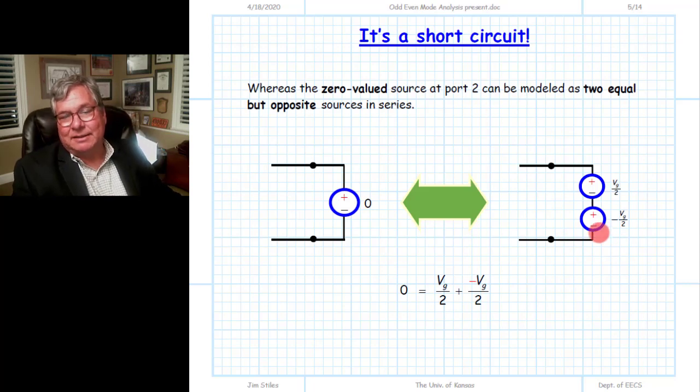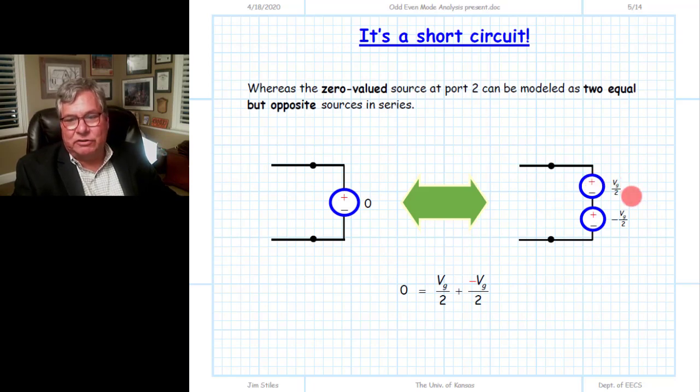And so you might think this is the world's most complex short circuit. We take an ideal voltage source with the value of Vg over 2, and then put it in series with another voltage source that has the opposite value of minus Vg over 2, so that their sum is 0. So why do we go through all this difficulty to make a simple short circuit into what seems to be the world's most complicated short circuit?